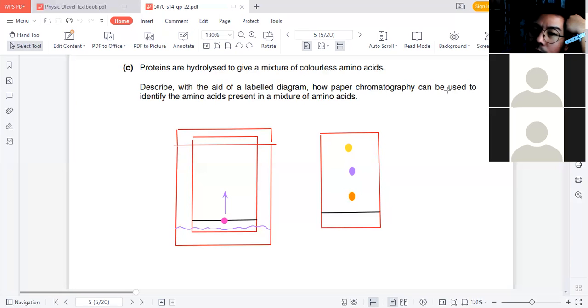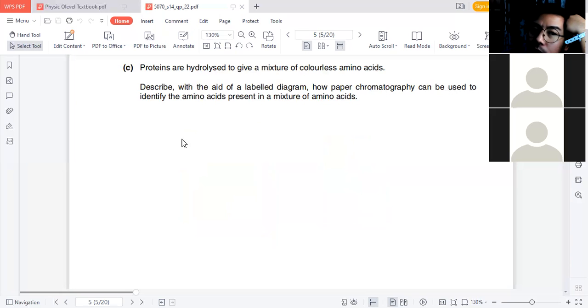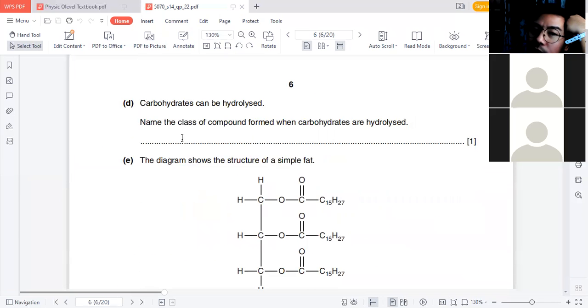Okay. Now let's go to the next question. Carbohydrates can be hydrolyzed. Name the classes of compound formed when carbohydrates are hydrolyzed. It asks for classes. Monosaccharides, or simple sugars, okay? We want a class, so what's the family of that? Sugar: monosugar, disugar, and also polysugar. So monosaccharides, disaccharides, and polysaccharides.